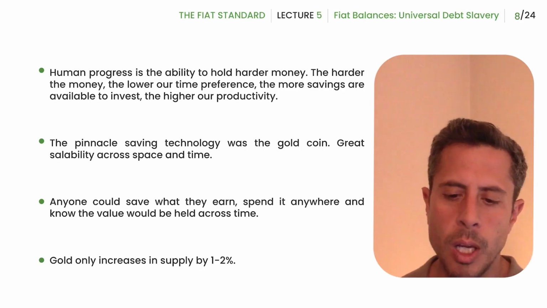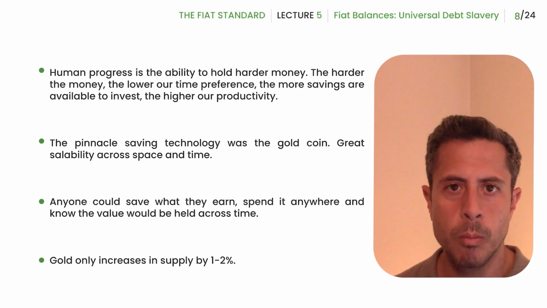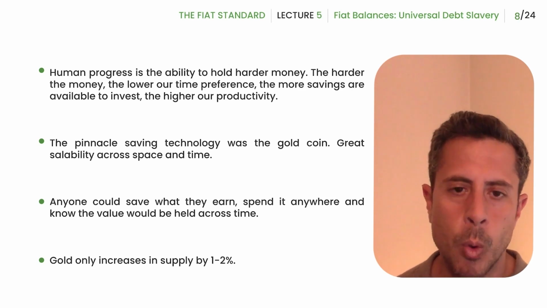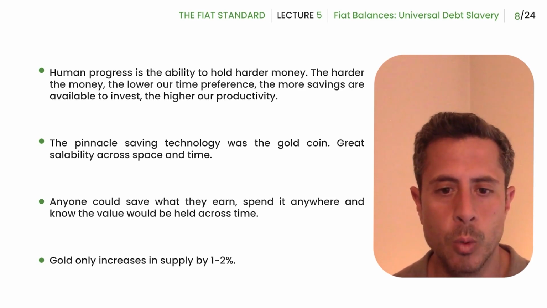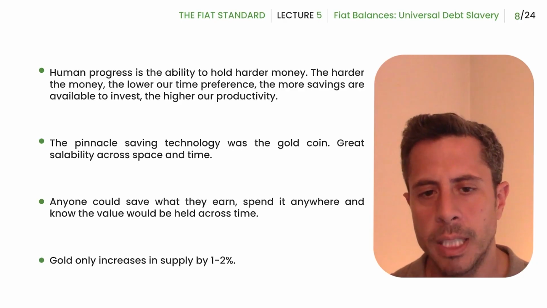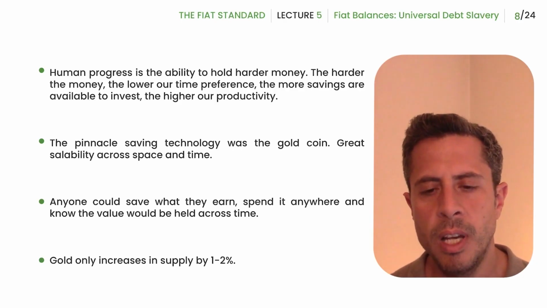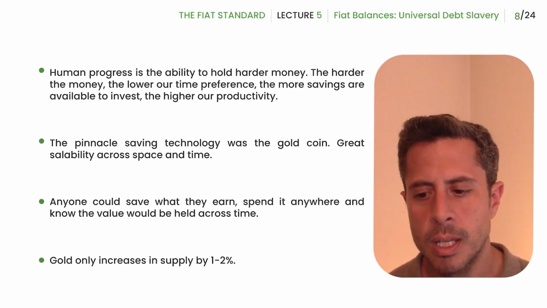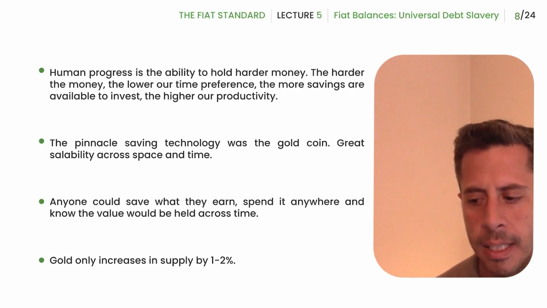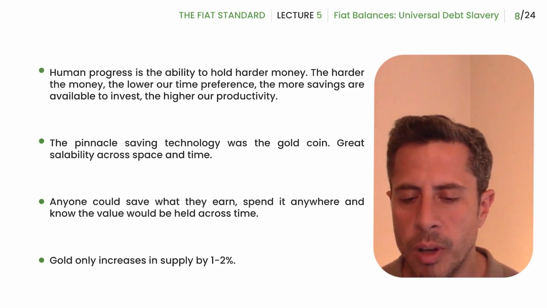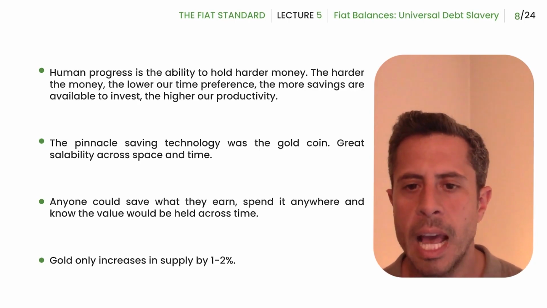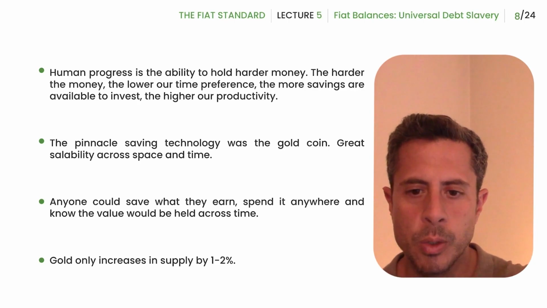And because we lower our time preference, we become better humans. We become more cooperative. We become more likely to understand each other and cooperate with each other rather than fight and conflict with one another. So we develop this lower time preference because our money allows us to see into the future. And then all throughout human history, we're developing harder and harder monies that have better salability, that allow us to spend the money better across time and across space.